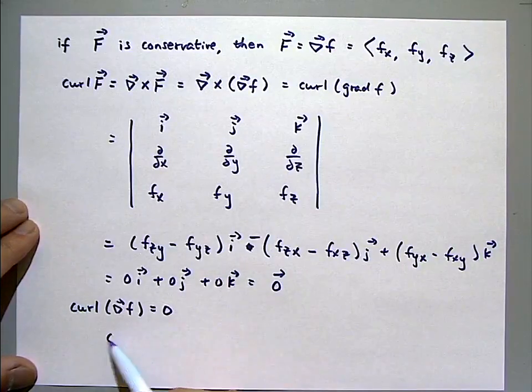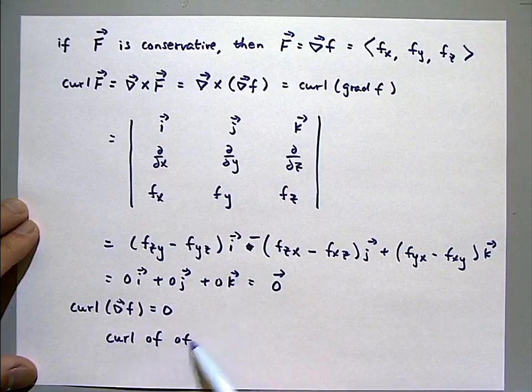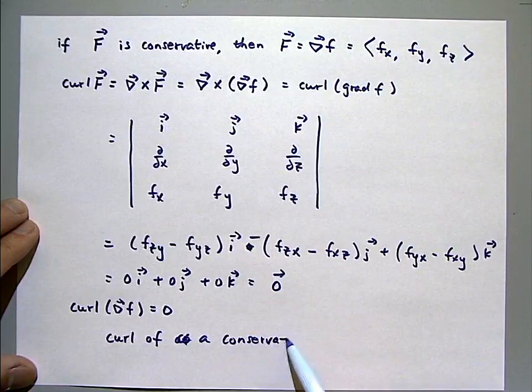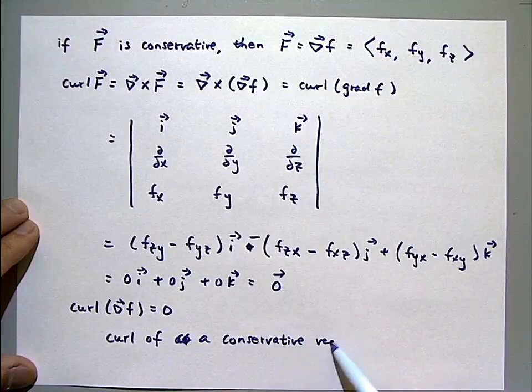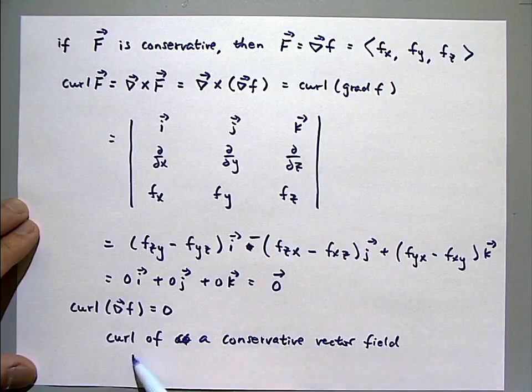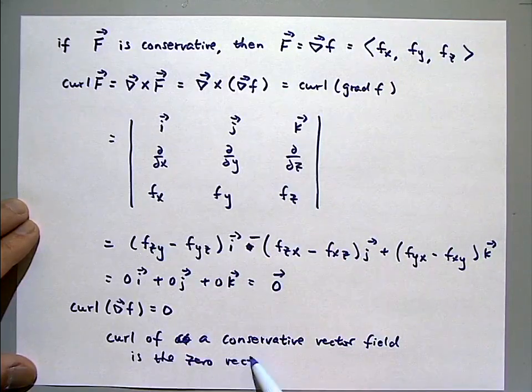In words, this says the curl of a conservative vector field is the zero vector.